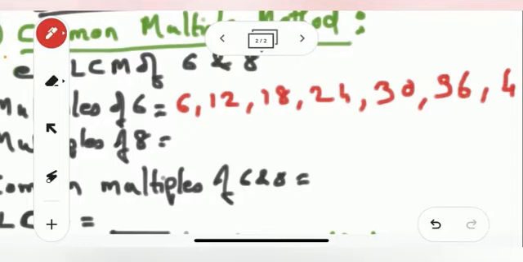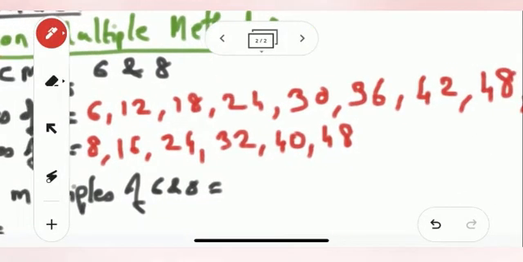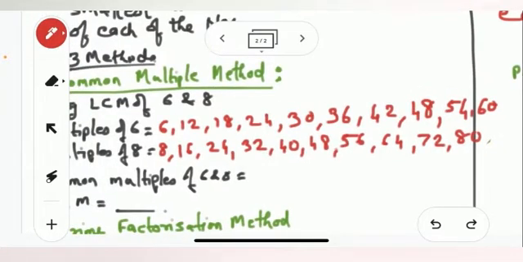Multiples of 8. So 8 ones are 8, 8 twos are 16, 8 threes are 24, 8 fours are 32, then 40, 48, 56, 64, 72 and 80.